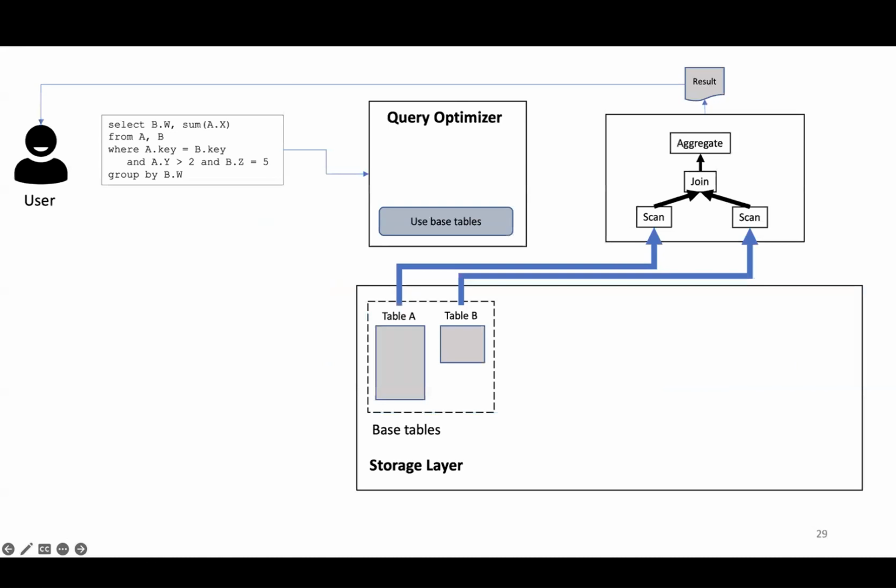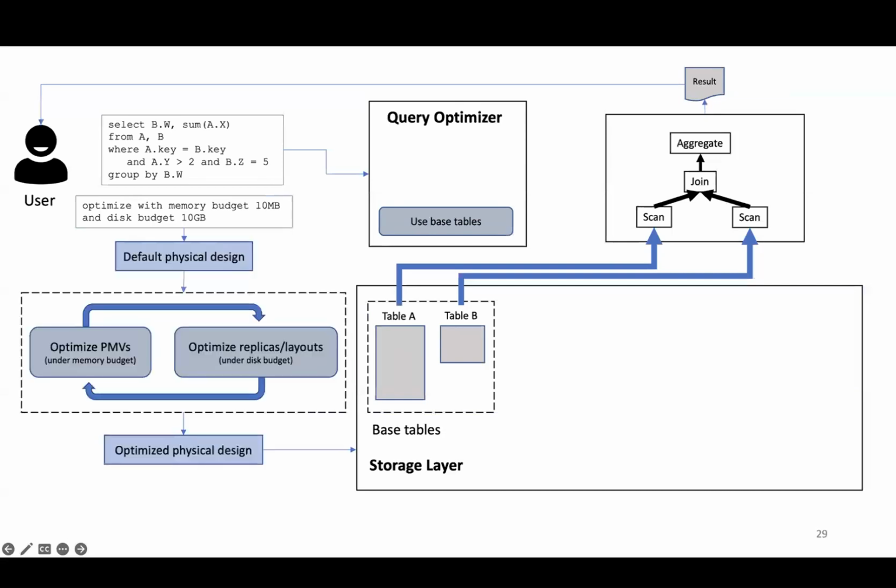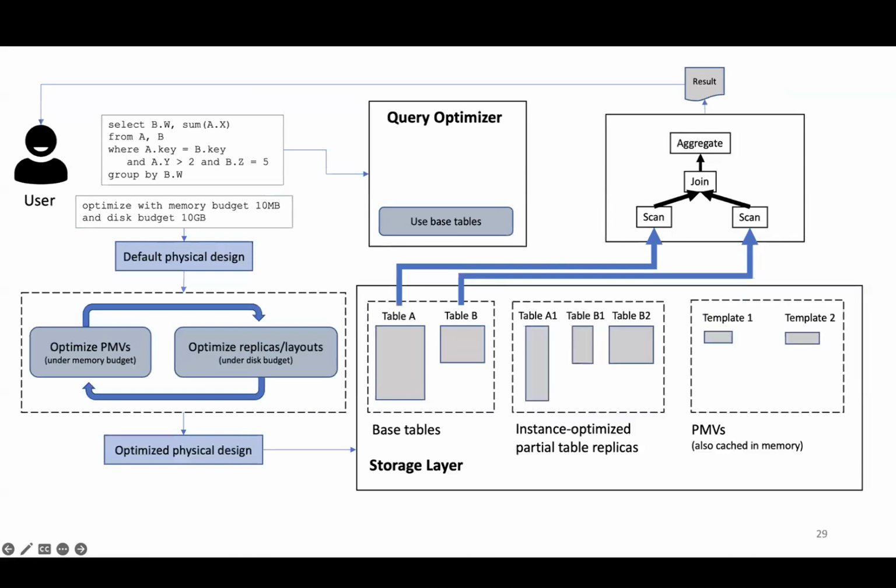So now I'll explain the overall workflow in SageDB. Base tables are stored on disk and users issue queries against these base tables. Our rule-based query optimizer has nothing to do because the only choice is to read the base tables. And at any point, the user can run an optimize command with a given storage budget, which will trigger SageDB's global optimization algorithm using the query workload history, and the optimized layouts are stored on disk, and PMVs are cached in memory.